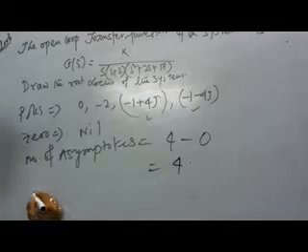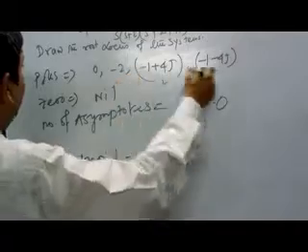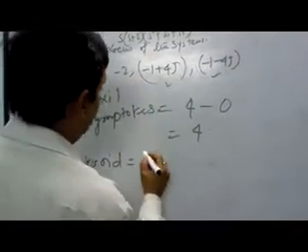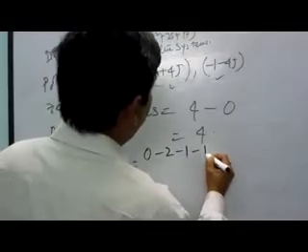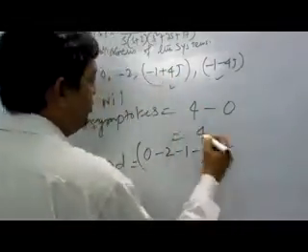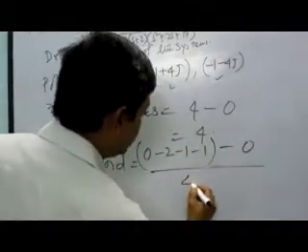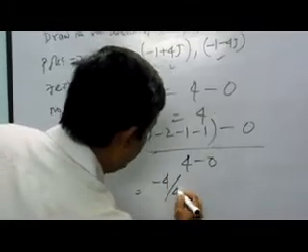Next, centroid. Sum of the poles minus sum of the zeros divided by number of poles minus number of zeros. That is, if we sum up the poles, we will get 0, minus 2, minus 1, minus 1, and 4j will be automatically cancelled, minus number of zeros, that is nil, divided by number of poles minus number of zeros, that is 4 minus 0. So now minus 4 divided by 4, that is minus 1. Centroid is located at minus 1.